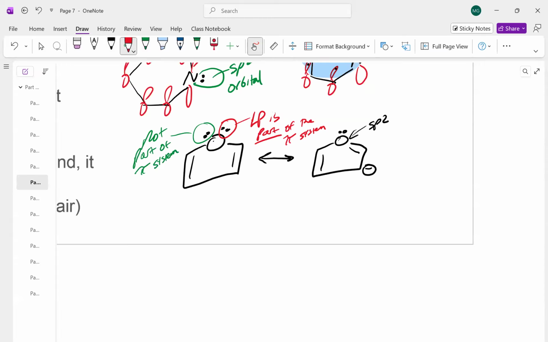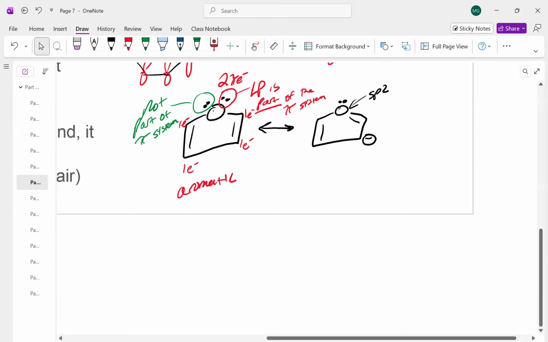And so if I just do all the math, this oxygen contributes 2 pi electrons. Each carbon contributes 1 pi electron. That fits the 4n plus 2 rule for a total of 6 pi electrons. So this compound will be considered aromatic.